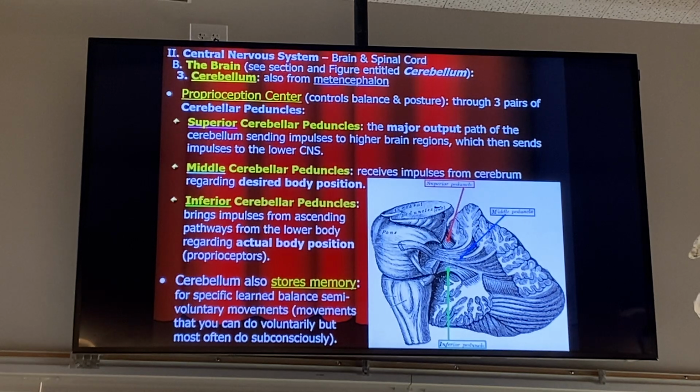The cerebellum is surprising because it's way down here in the lower brain, from the original rhombencephalon. But it is so big that it is not surprising there are actually higher functions in the cerebellum. It stores what is called non-declarative memory, which is things like, I used to play golf all the time.